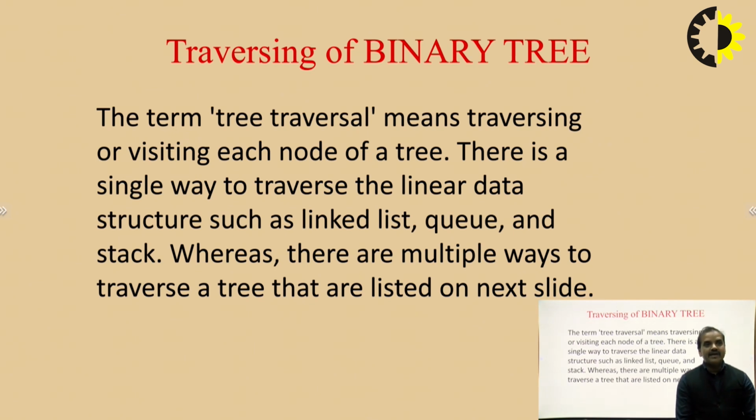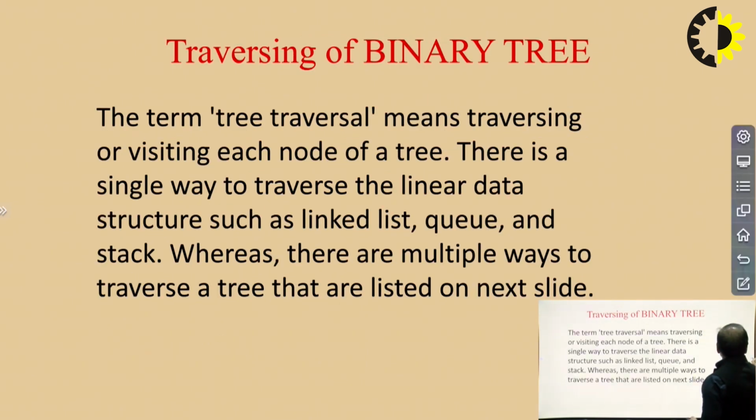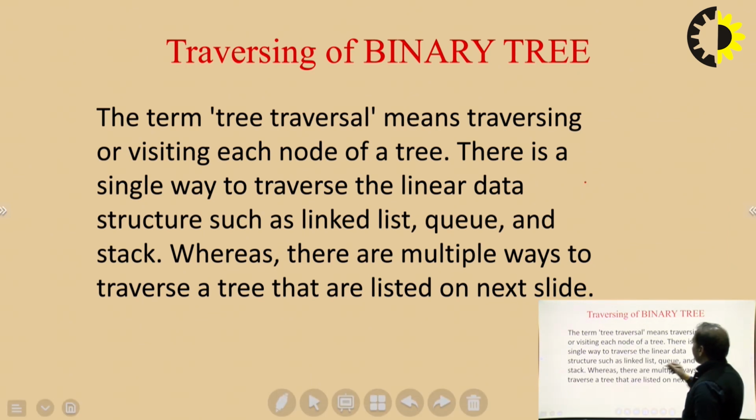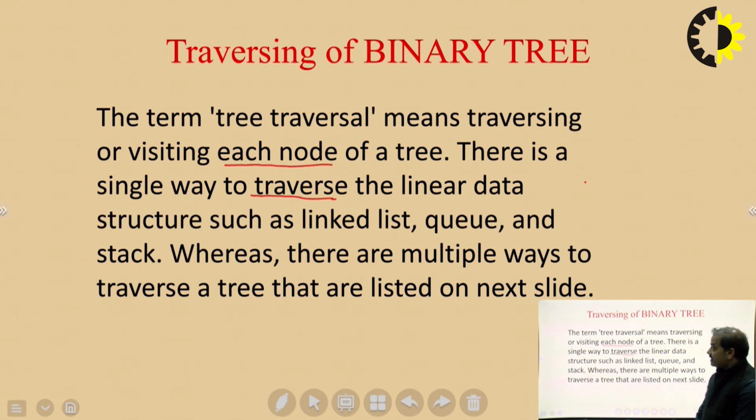There is a single way to traverse a linear data structure such as linked list, queue, and stack, whereas there are multiple ways to traverse a tree that are listed on the next slide. This is the basic concept in which we have to visit each node once. In tree traversal, we have to discuss how each node is visited. We have to visit all nodes in three manners.